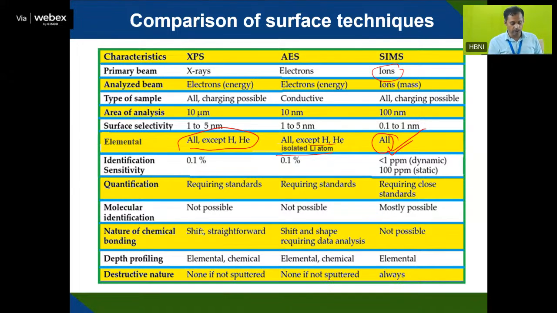So molecular analysis is mostly possible only in the case of SIMS, and molecular identification is not possible by XPS and AES. There are other parameters, like the chemical shift, that come into the picture. XPS and AES also show chemical shifts, but this type of shifting is not possible in SIMS. So you will get direct data from SIMS.